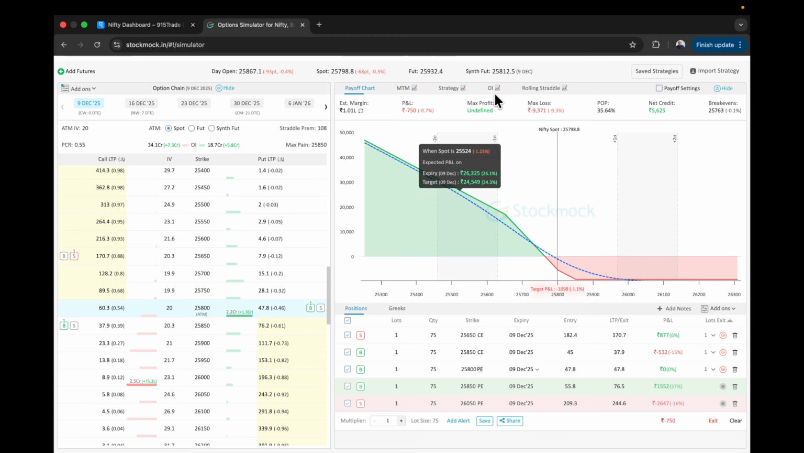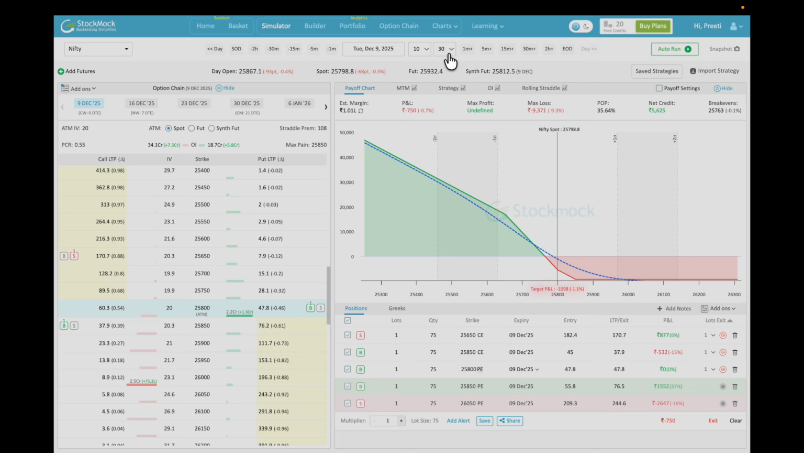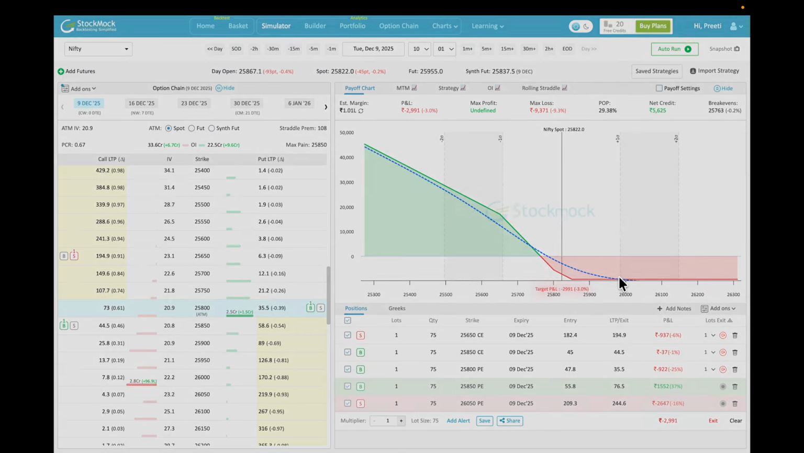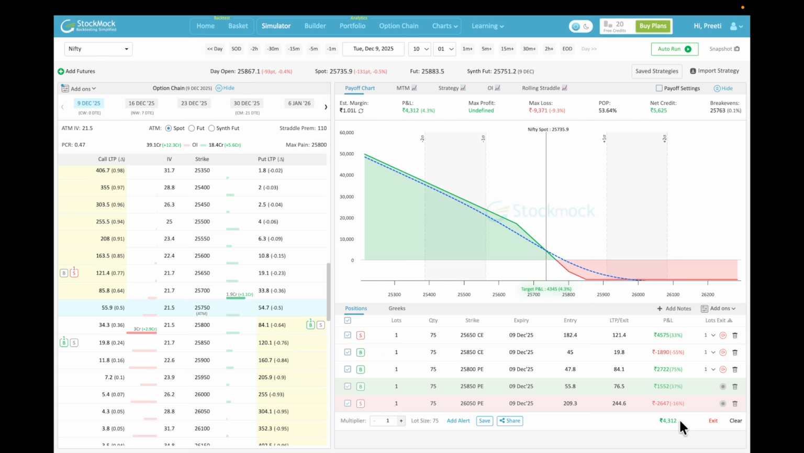Earlier, remember, our profits till about 10 o'clock were somewhere in the range of 1,600. Now if I go until 10:01, our profits have turned out to be somewhere close to 4,312 rupees. That is because we've added a third leg, and the buy leg ended up making more money, adding more profits to us. But remember, the third leg was added only when we saw that puts became really weak.